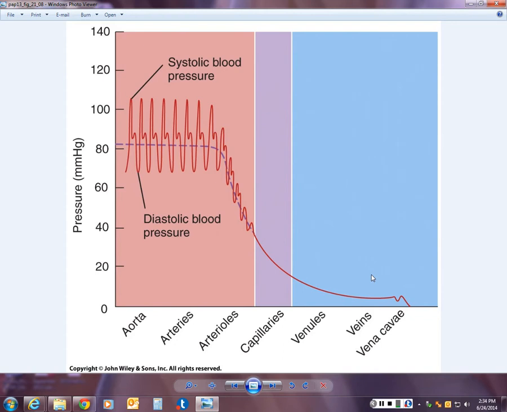So why does blood move in the correct manner? It moves in the correct manner because simply the pressure decreases across those sets of vessels. Arteries have the highest pressure, followed in sequence by arterioles, capillaries, venules, and then finally veins.